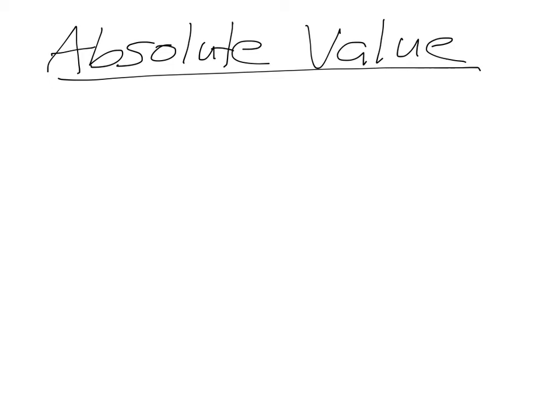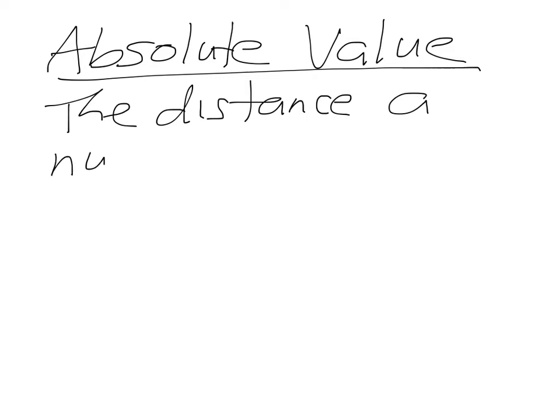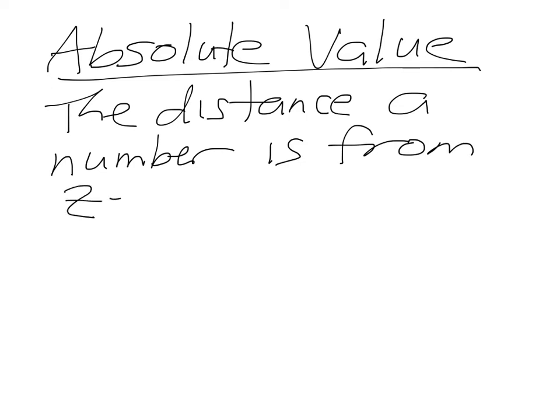Absolute value is the distance a number is from 0. Now, there's some key words in here that we really have to know. And the first key word being distance. And distance is always going to be positive.